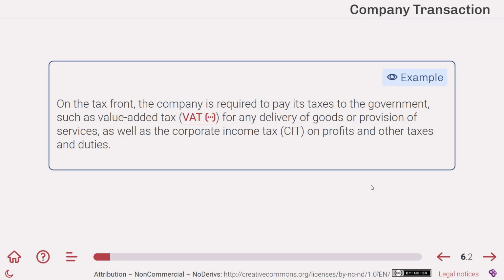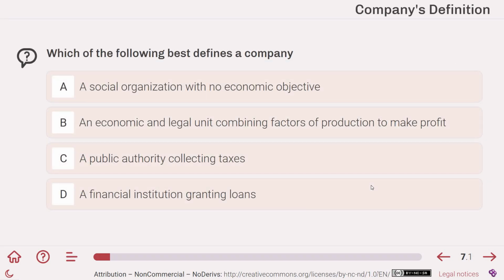As an example, in France, the company is required to pay its taxes to the government, such as value-added tax for any delivery of goods or provision of services, as well as the corporate income tax, CIT, on profit and other taxes and duties.